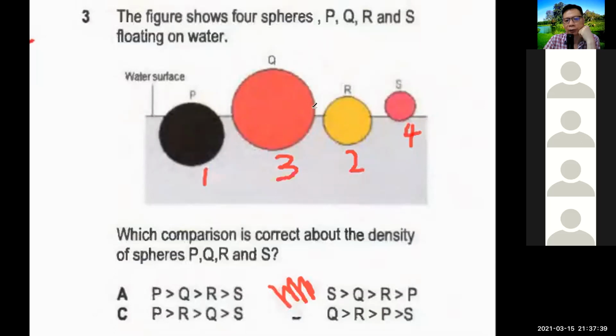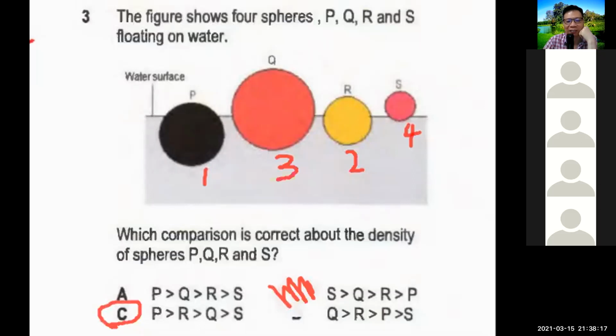But between 2 and 3 is hard to argue. This one is number one, the highest density. This one sinks more than half already. This one sinks less than half. I say this one is number two. So I take the answer C. P followed by R followed by Q and the last one is S. Okay, C. 17, can you accept the answer or not? Yeah, can. Okay.